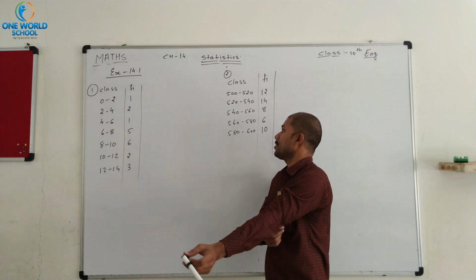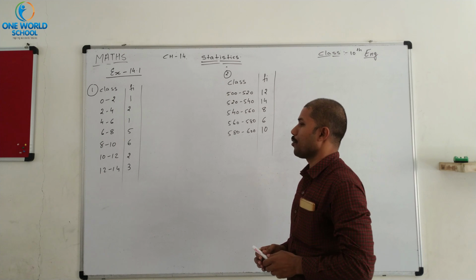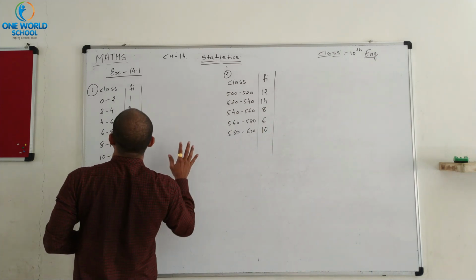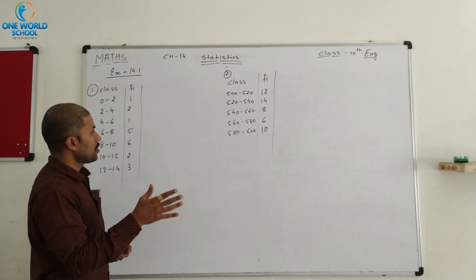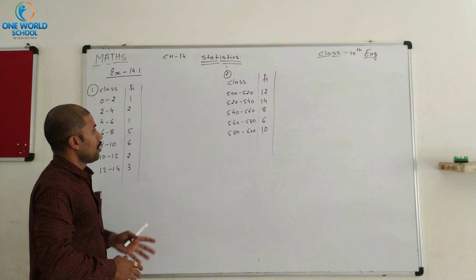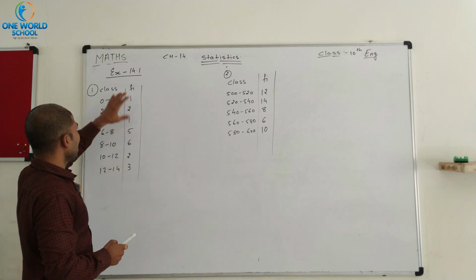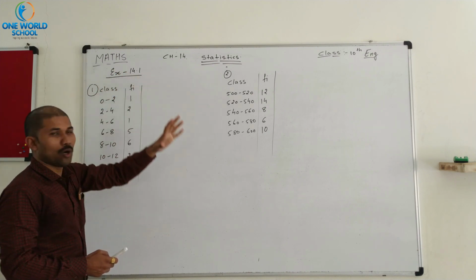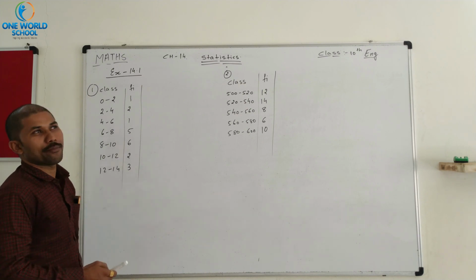Now, let us start with question number first and second of exercise 14.1. हम लोगों ने पहले एग्जाम्पल में तीनों मेथड सॉल्व कर लिया है, डायरेक्ट मेथड, स्टेप डेविएशन मेथड एंड एज्यूम्ड मीन मेथड. मैंने पहले ही बताया कि व्हेन वी हैव द वैल्यू ऑफ fi एंड xi स्मॉल, then at that particular instance we can apply direct method.